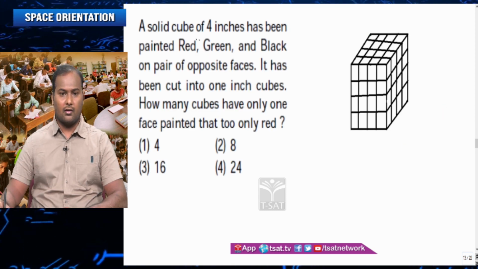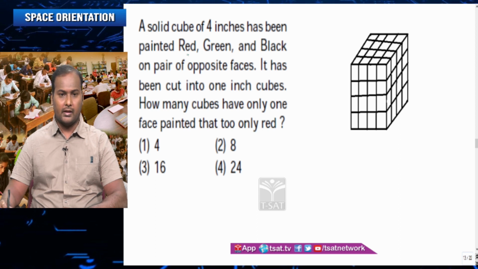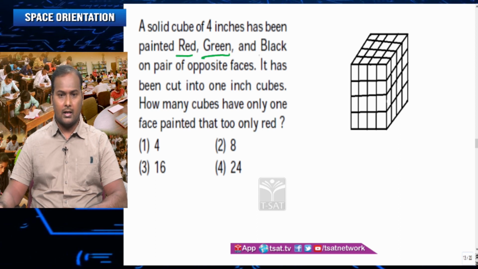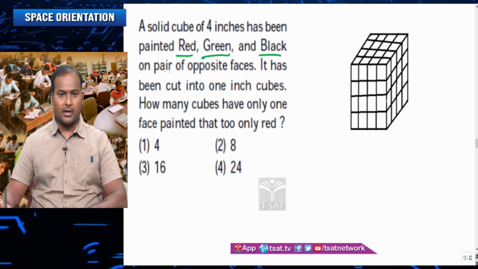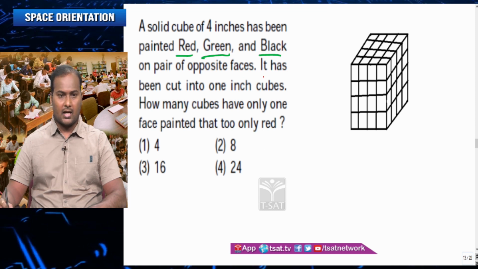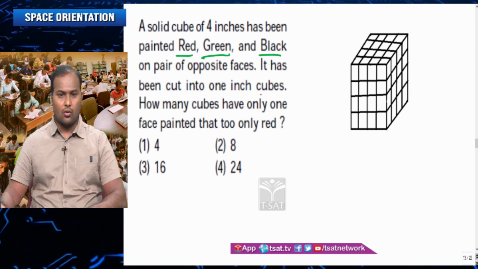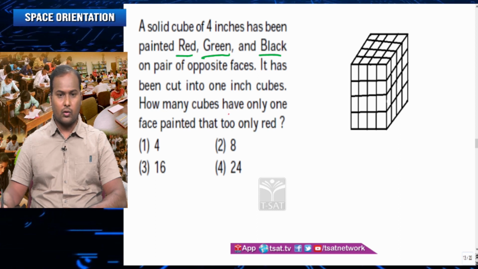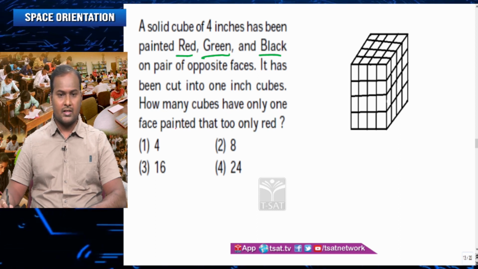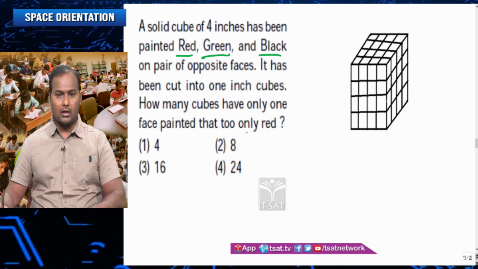See this question. A solid cube of 4 inches has been painted red, green and black on pairs of opposite faces. It has been cut into 1-inch cubes. How many cubes have only one face painted? The ones with only red, he is asking.